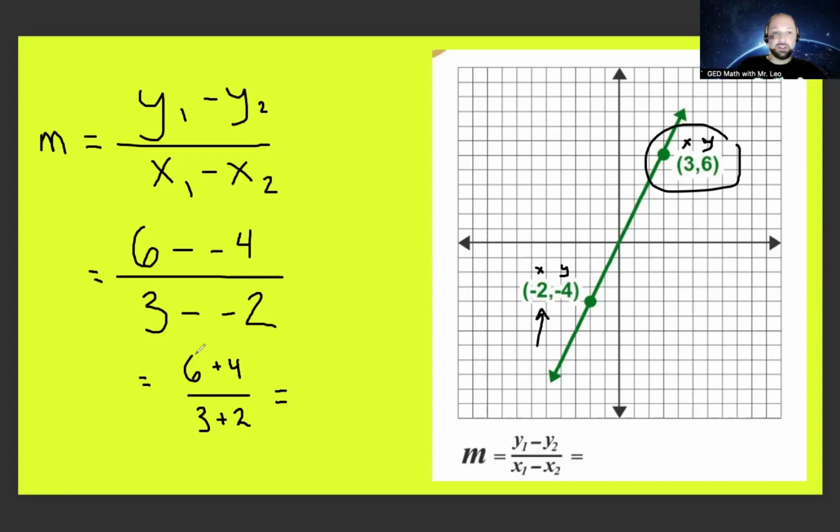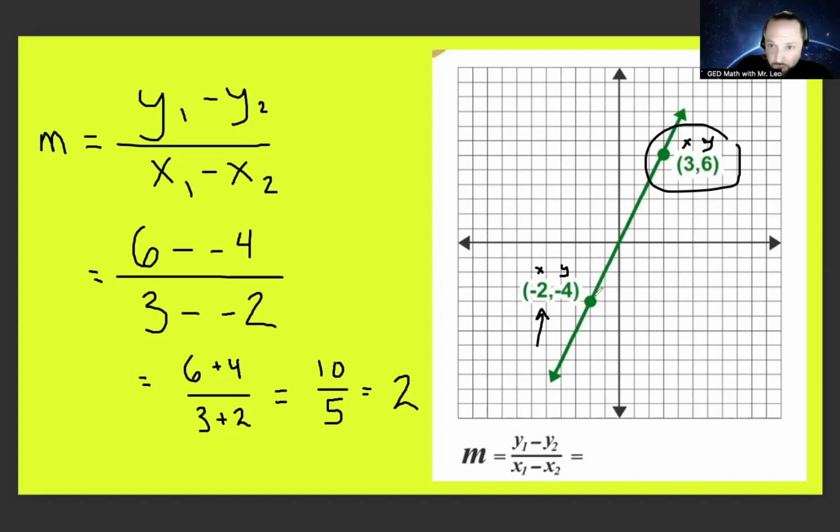Now let's finish it. On the top, 6 plus 4 is 10. 3 plus 2 is 5. I got 10 over 5. We're going to break that down with a division. 10 divided by 5 is 2. This is a slope of 2.